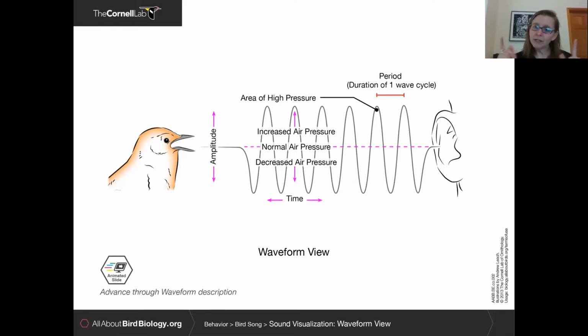When you measure the distance between two peaks of a wave, what you're looking at is what they call the wave cycle. So how long it takes to hit two high pressure peaks in a wave is that duration, and that influences how high-pitched or low-pitched a sound is. Waves that are very tightly clustered together, so that there's a very short time period between two peaks, are high-frequency sounds, okay?